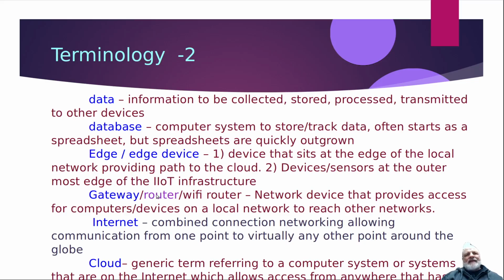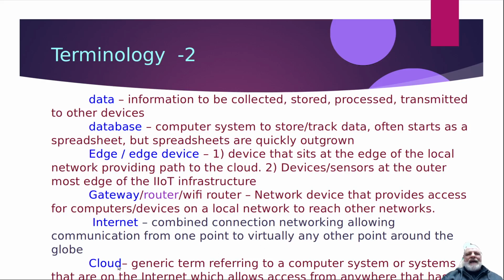Okay, so a gateway, technically it's a networking term, is a device that allows you to go from one network to a different network. Okay, a router is a device that routes the information on the network, and a lot of times we refer to a Wi-Fi router, or we just call it a Wi-Fi, which means that it's wireless. Okay. The internet, just in general terms, is a combined connection to many computers out there anywhere in the world.